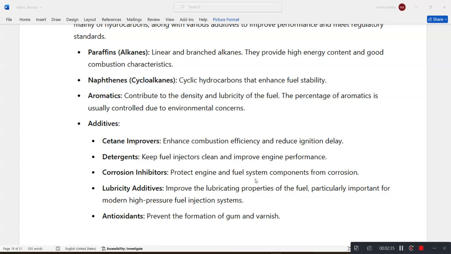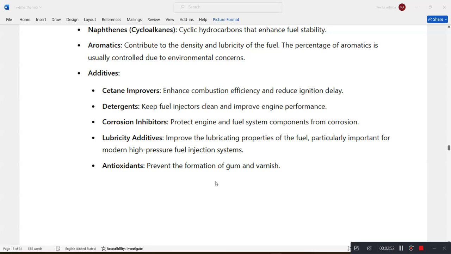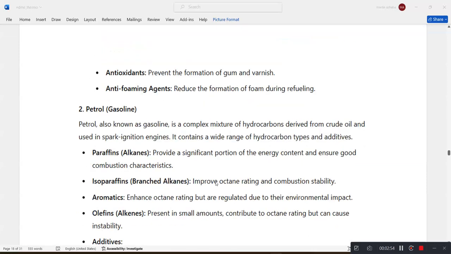Then the lubricity additives, they improve the lubricating properties of diesel, and are particularly important for modern high pressure fuel injection systems. You also need to put antioxidants to prevent the formation of gum and varnish. Now, the antifoaming agents also are there to reduce the formation of foam during refueling.